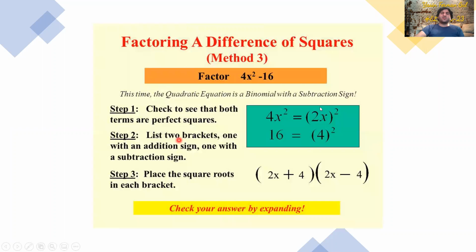Okay, it's just the same as what we have done previously. As you see now, 4x squared minus 16. 4x squared equals 2x squared, because 2 to the power of 2 is 4 and x to the power of 2 is x squared. Then 16 is a perfect square, the square of number 4. So now when we're solving it, we're going to say 2x plus 4 times 2x minus 4. You take one positive, one negative.